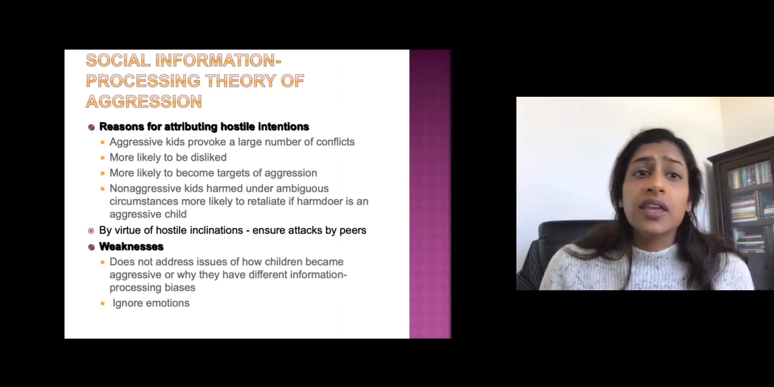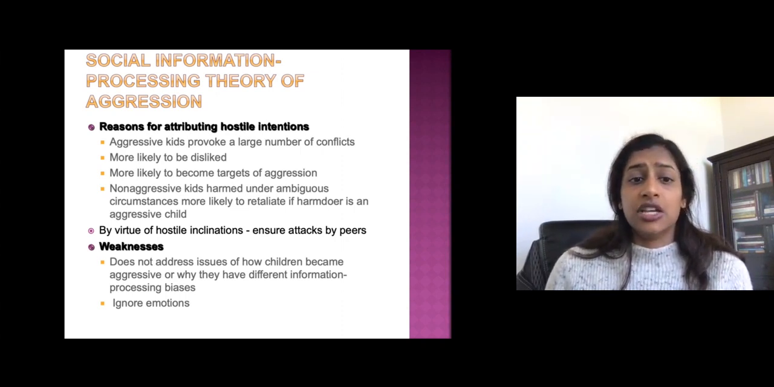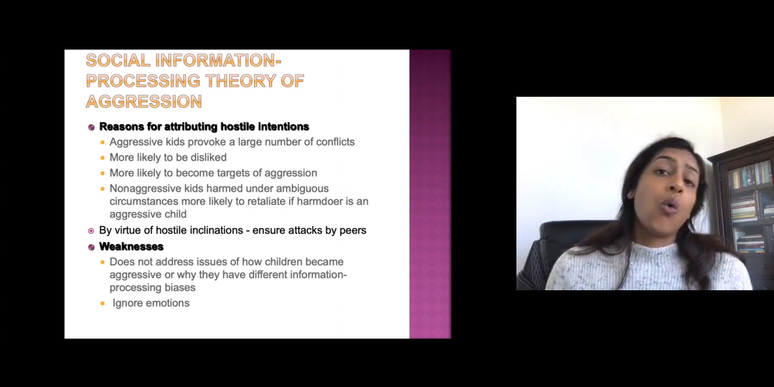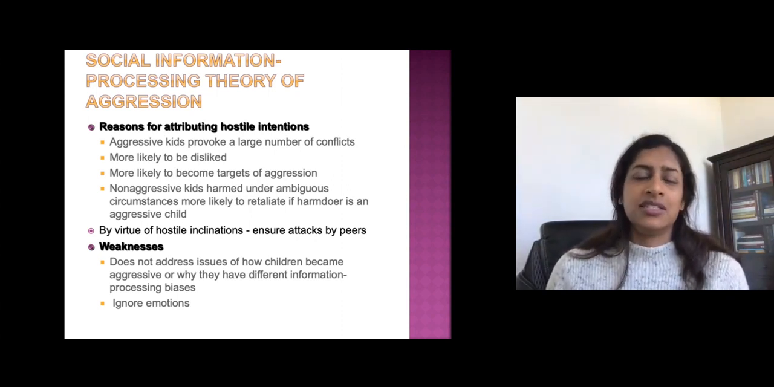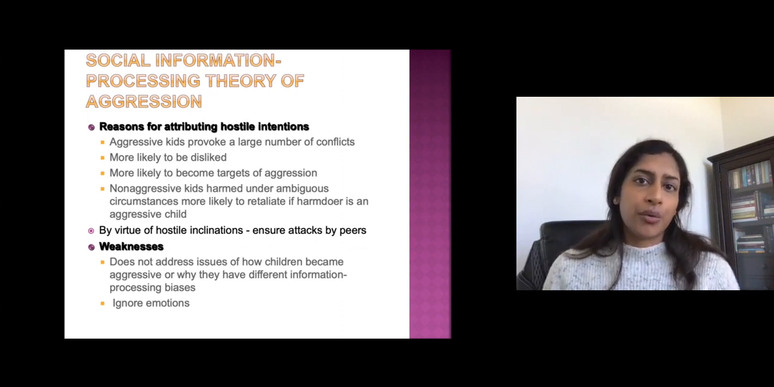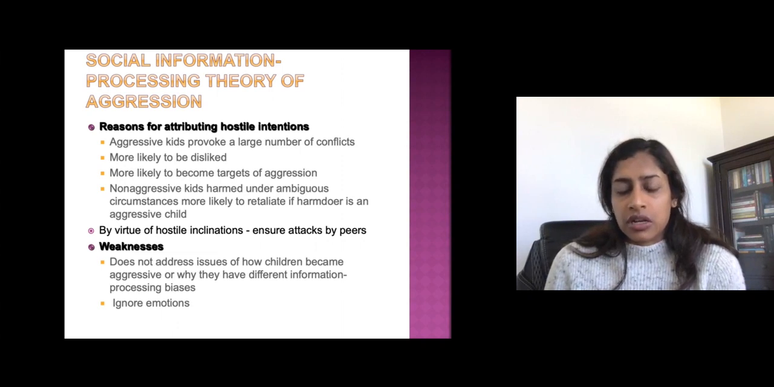Of course, there is a weakness to this theory. It doesn't actually address how children become aggressive or why they might have these differences in how they're processing events that are taking place. This theory also largely ignores emotion. So we're not even tapping into the emotional component.